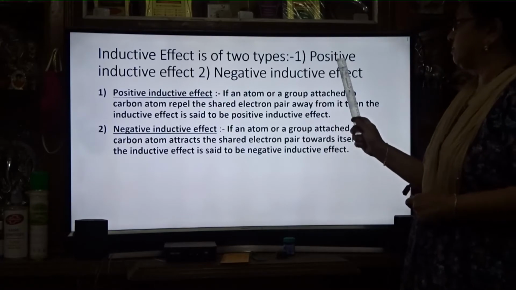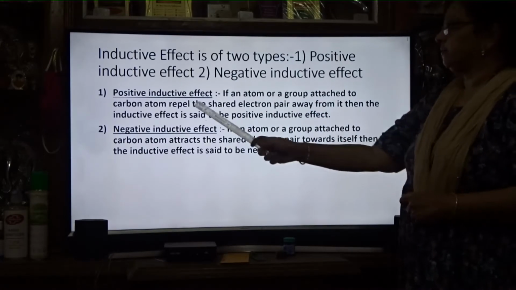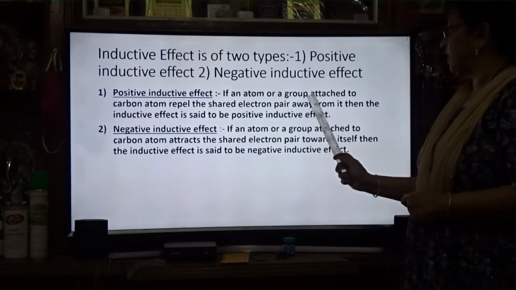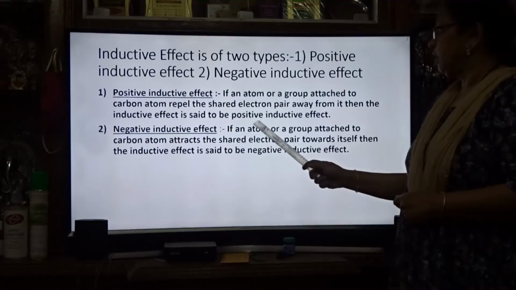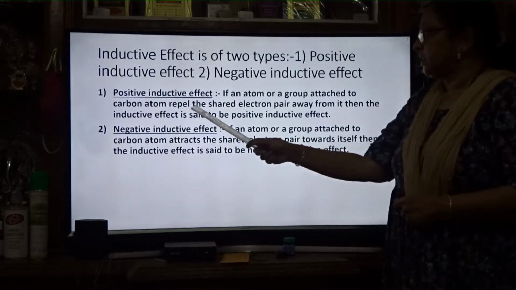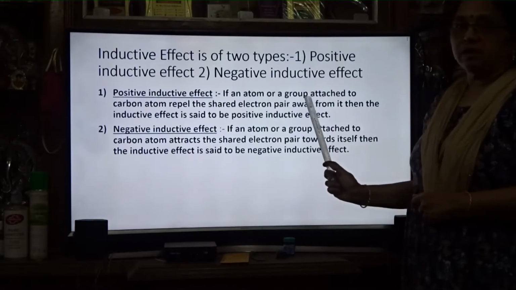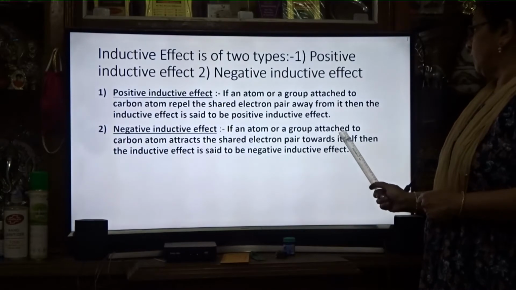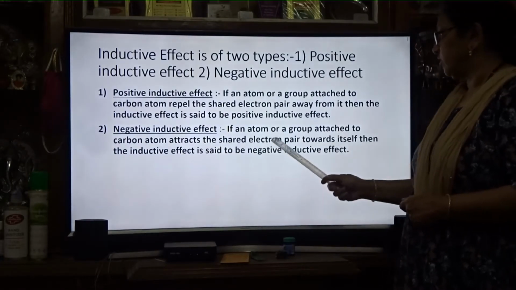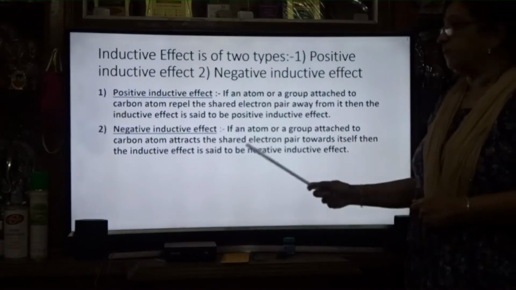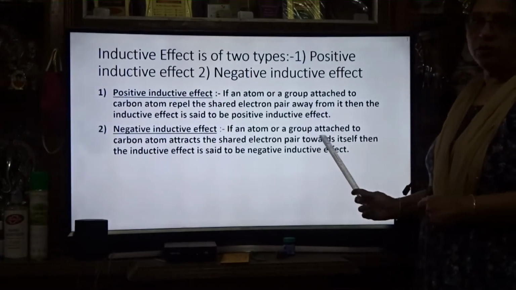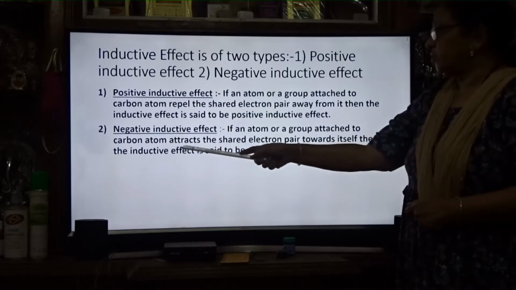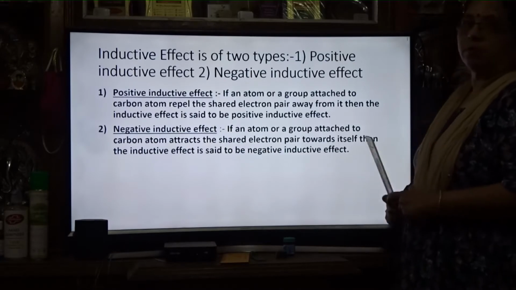Inductive effect is of two types: positive inductive effect and negative inductive effect. Positive inductive effect: if an atom or group attached to carbon repels the shared electron pair away from it, then the inductive effect is said to be positive inductive effect. If an atom or group of atoms attached to carbon attracts the shared electron pair towards itself, then it is known as negative inductive effect. So positive inductive effect repels the shared electron pair, and negative inductive effect attracts the shared electron pair.